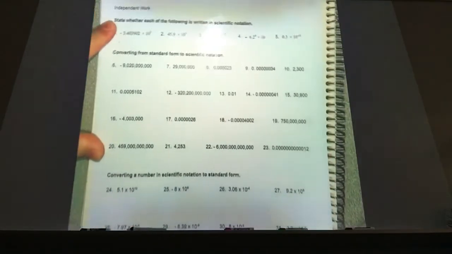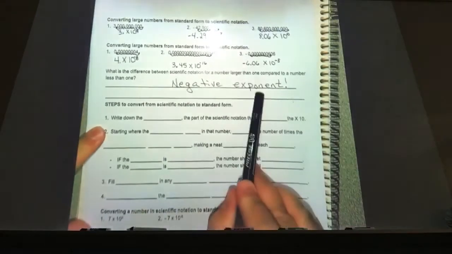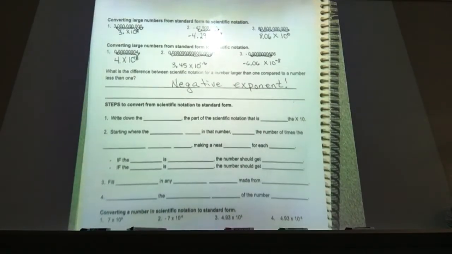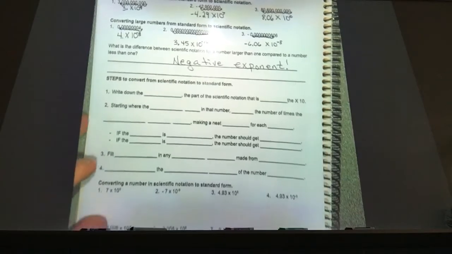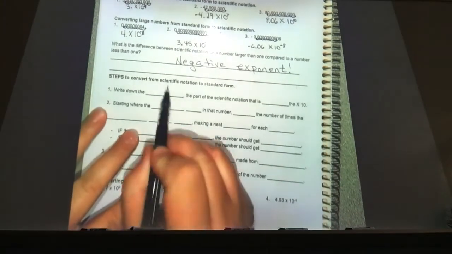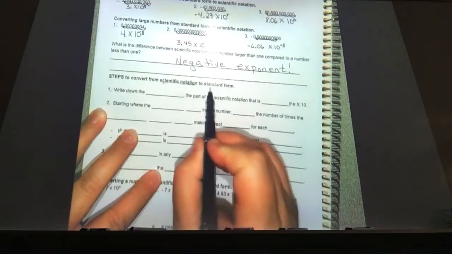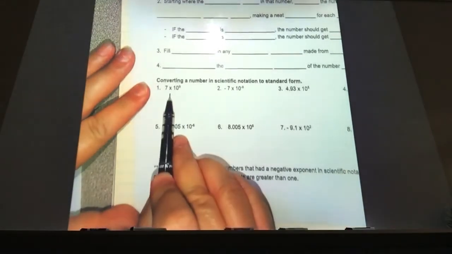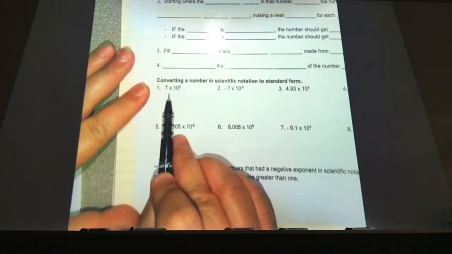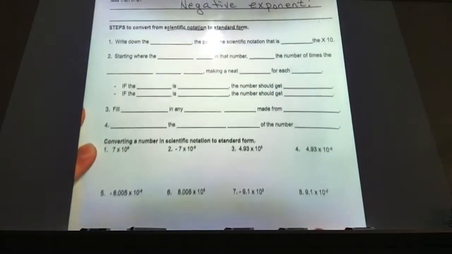So we're going to start with the last thing we talked about before you were supposed to do numbers 1 through 23 on the independent work. The last thing we talked about is the difference between big numbers and little numbers, or numbers less than 1, in scientific notation would be that they have negative exponents. So now we're going the other way. We're going to go from scientific notation to standard form. So if you have a number like this, how do I make that into standard form? That's where we're headed today.